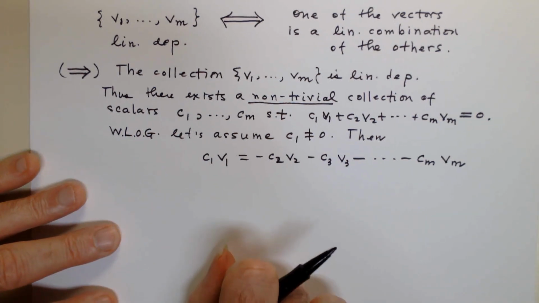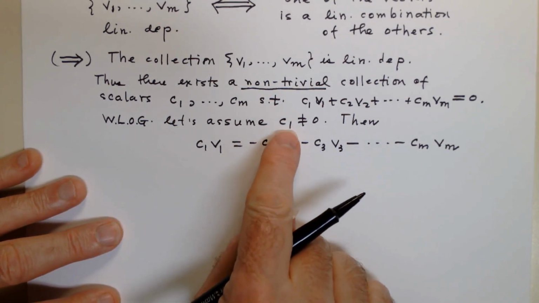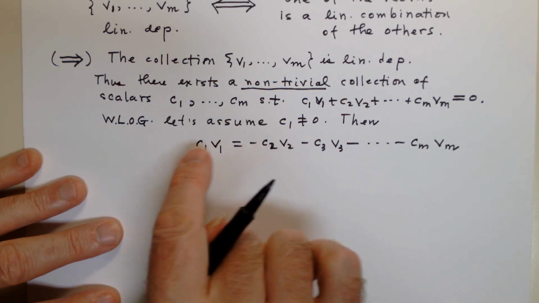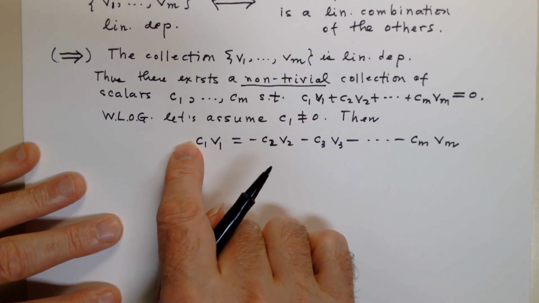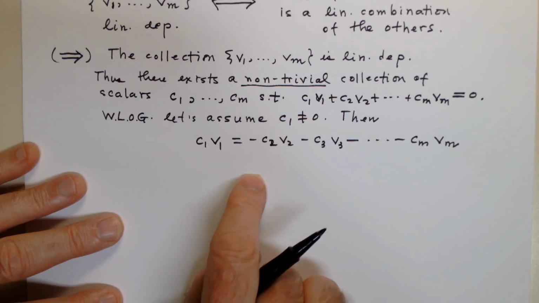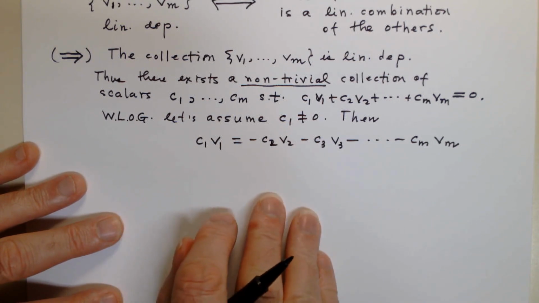Okay? And now here's the crucial step, right? We know that C1 is different from zero. So I'm going to multiply both sides, I'm going to scale both sides by 1 over C1. That's a well-defined number because C1 is not equal to zero. So scale both sides by 1 over C1.